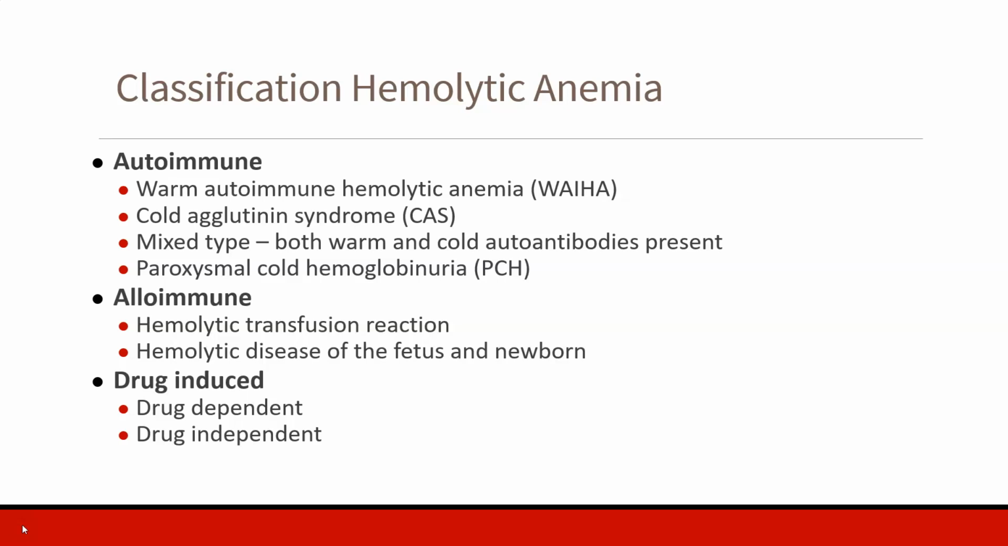Then there are the alloimmune anemias, and this is due to either a hemolytic transfusion reaction, either acute or delayed, or hemolytic disease of the fetus and newborn. And then last but not least is drug-induced. There's drug-dependent and drug-independent. We'll talk about both types. So again, this is a list of the classification that you need to memorize.